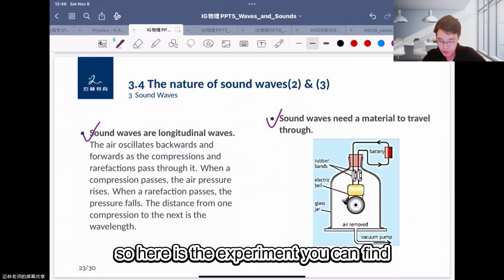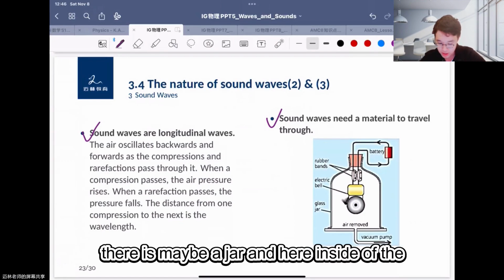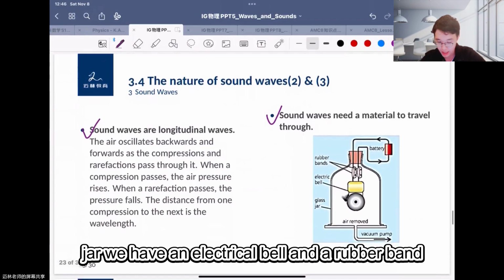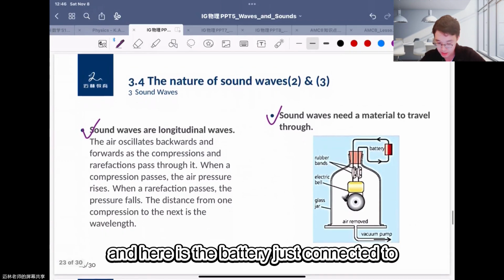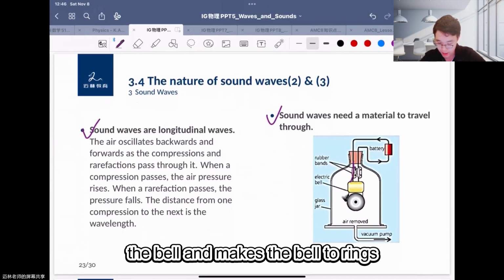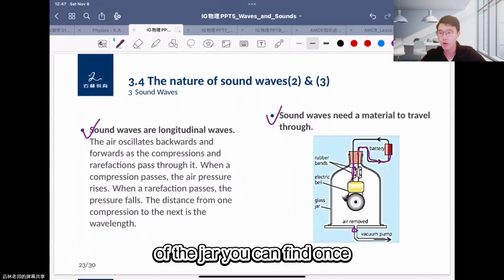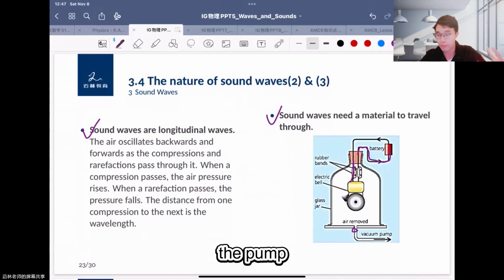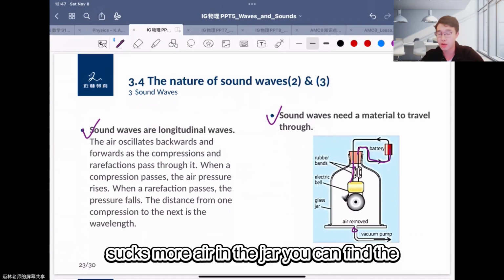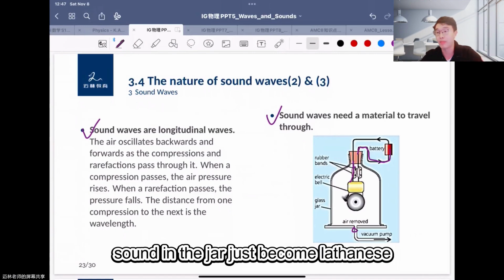Okay, so here's the experiment. You can find there is a jar, and inside the jar we have an electrical bell and a rubber band. The battery is connected to the bell and makes the bell ring. Okay. And if you have a vacuum pump on the bottom of the jar, once the pump sucks more air out of the jar, you can find the sound in the jar becomes less and less. Okay.